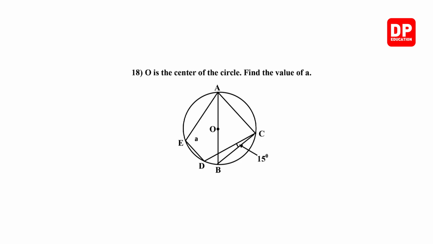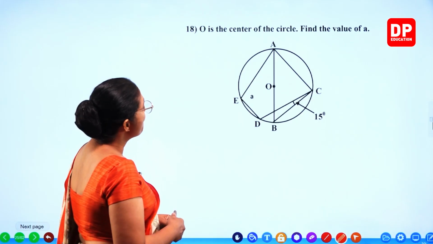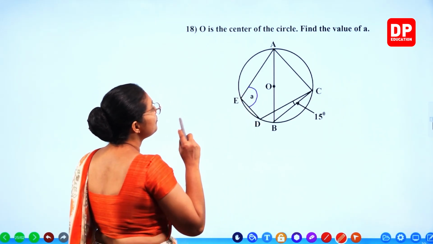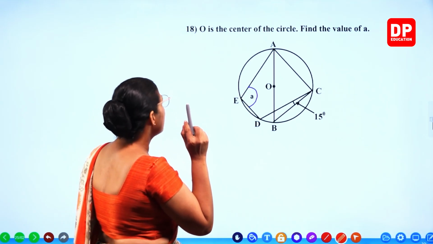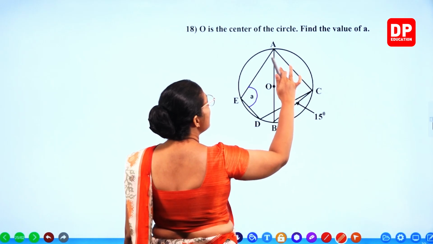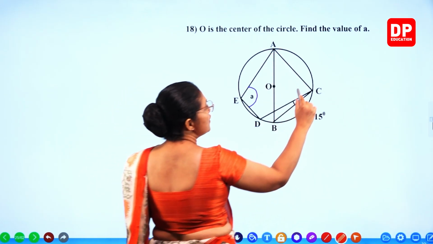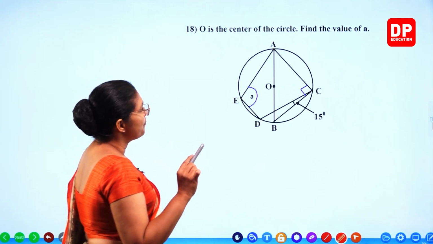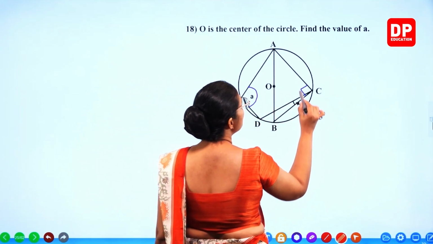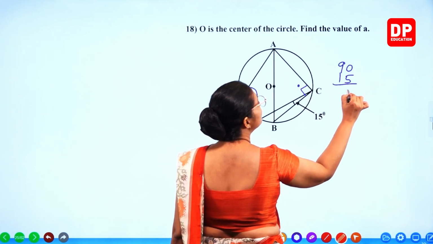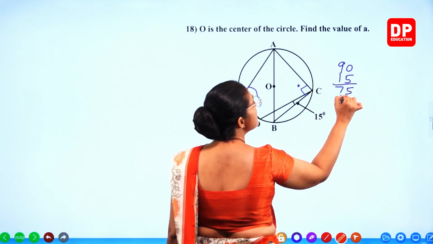Question number 18. O is the center of the circle. Find the value of A. This angle. So what can you say about that? Here can you see AB is the diameter. So this is 90 degrees. Semicircle angles are 90 degrees. If this is 90 and this is 15, what is this angle? 90 minus 15. 75 here.